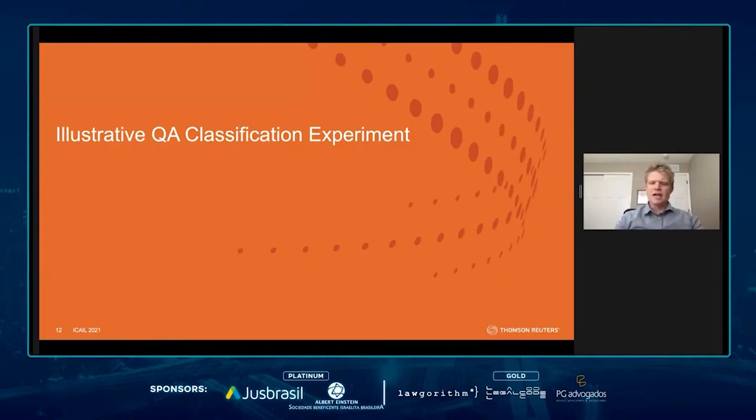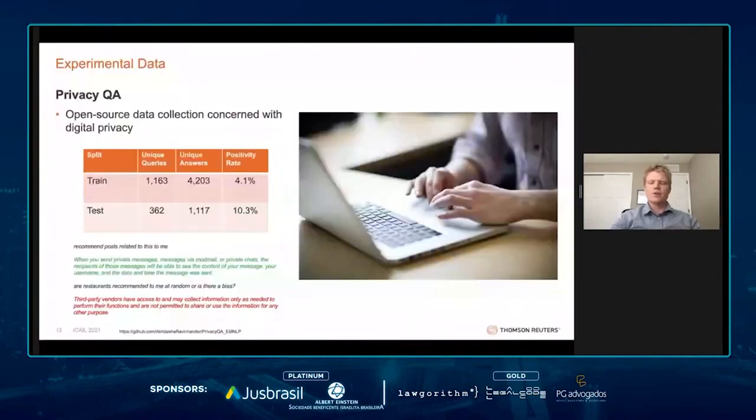Okay, so now I'm going to talk about an illustrative question answering experiment. This experiment is not indicative of what an application pipeline would look like, but more so is to demonstrate the power of a transformer-based classifier over traditional systems. So the data that we used was the PrivacyQA data, which is an open source data collection concerned with digital privacy.